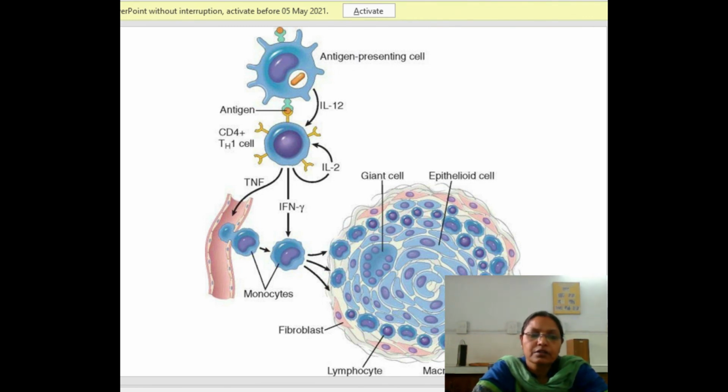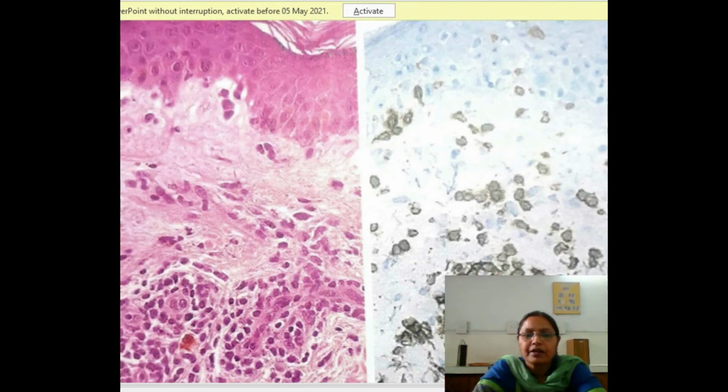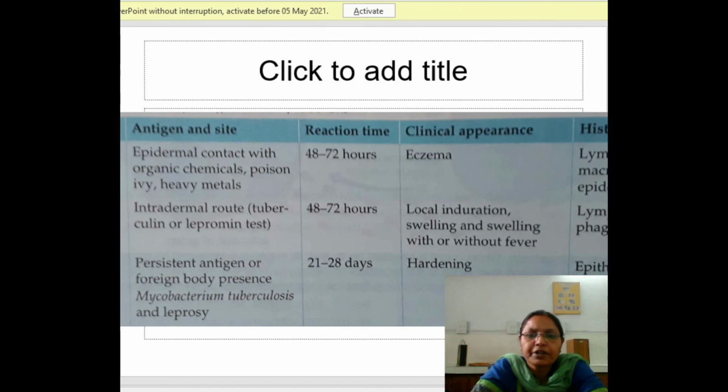This is the histological picture of the granuloma. This is the Langerhans giant cell. Now the contact dermatitis. So this type of reaction is seen in contact dermatitis, granulomatous inflammation, and the tuberculin test.